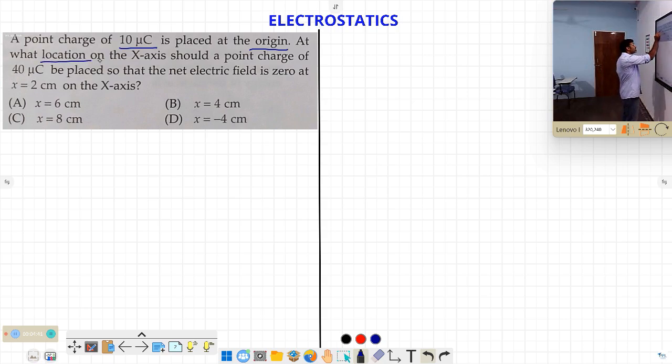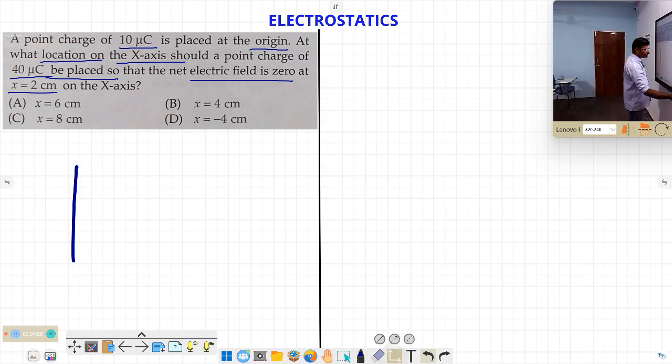At what location, that means at what distance on the x-axis, should a 40 microcoulomb charge be placed so that the electric field is 0? At what distance? X equal to 2 centimeters. So I am taking the coordinate system here. Consider the coordinate system so that we can understand clearly.